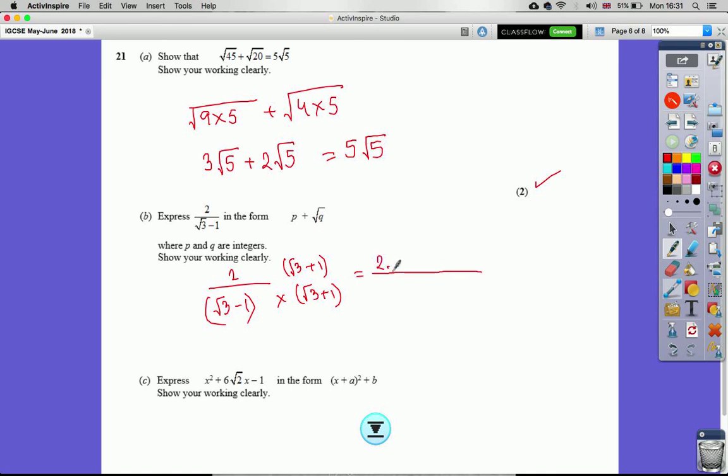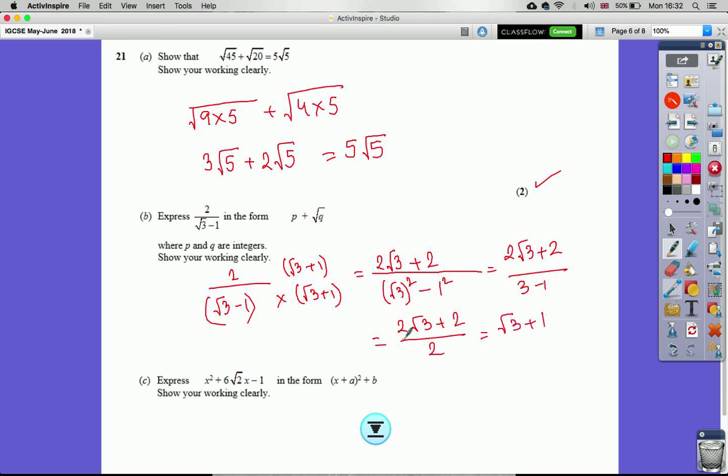So in the numerator, I will get 2 square root 3 plus 2. In the denominator, I will get square root of 3 squared minus 1 squared, which is 2 root 3 plus 2 over 3 minus 1 over 2, which will give you root 3 plus 1, because you're dividing the whole of the numerator by 2. So if you want to write it in the form of p plus square root of q, you can write it as 1 plus square root of 3, where p and q are integers.